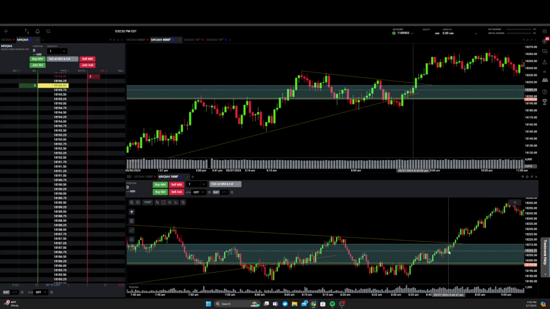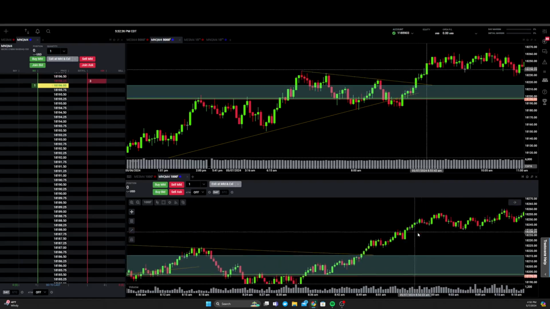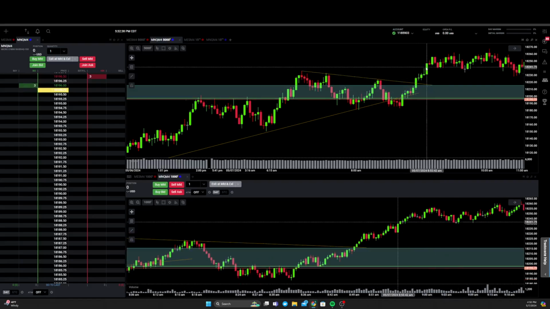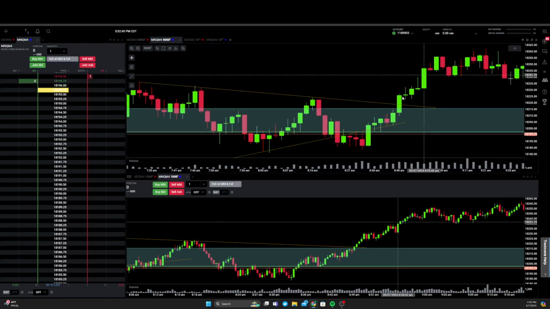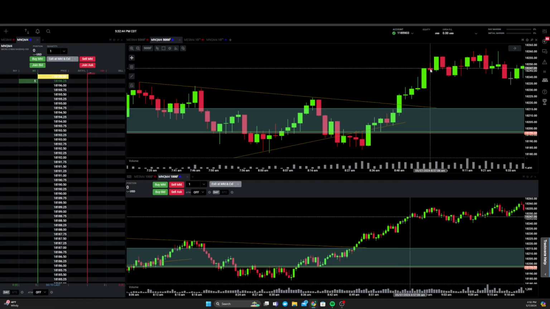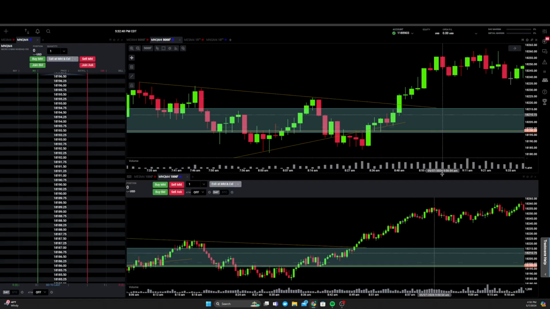So missed that big move up. That was really, really nice. Probably the best move of the day. The second trade that I took was right in here. So after we had this big move up, we printed this candle here. To me, looks like a nice reversal pattern.